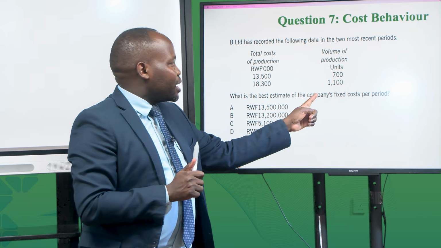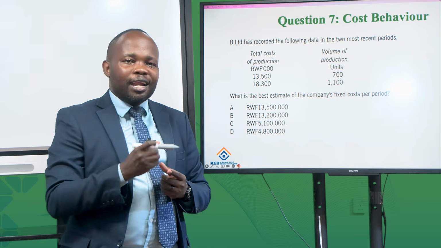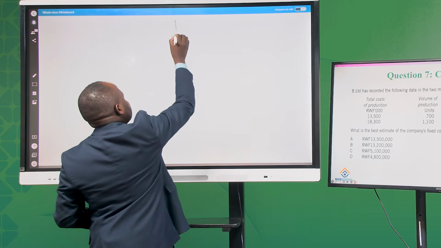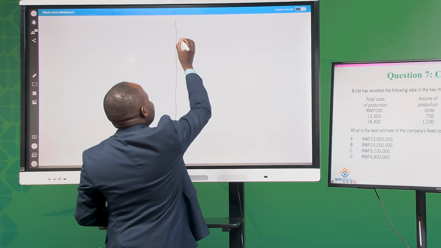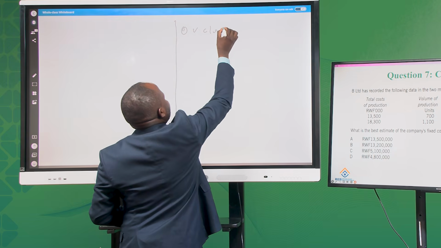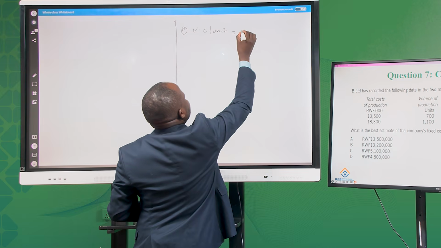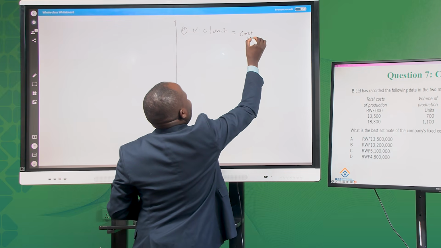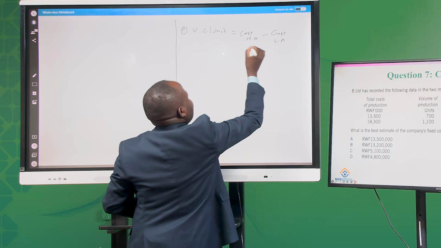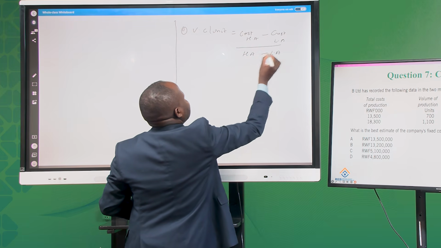So you are being asked what is the best estimate of the company's fixed cost. Now this comes in step number 2. To solve that, we'll have to get requirement 1, which will give us the variable cost per unit. Last time we saw that it is cost at the highest activity minus cost at the lowest activity, divided by highest activity minus lowest activity.